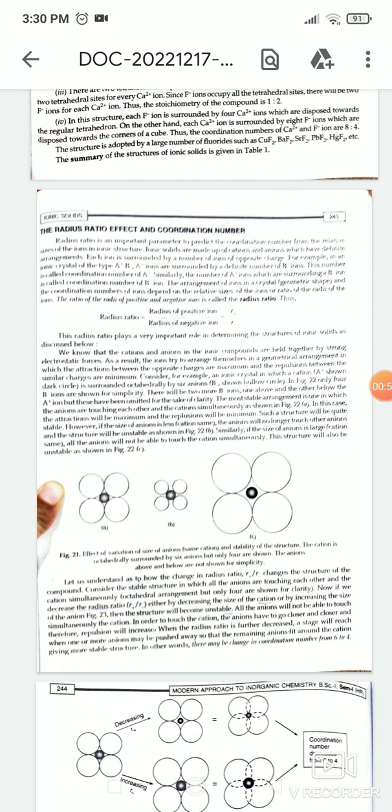The ratio of the radii of positive and negative ions is called radius ratio. Thus, radius ratio is equal to radius of positive ion divided by radius of negative ion, that is equal to r+ divided by r-. This radius ratio plays a very important role in determining the structures of ionic solids as discussed below.